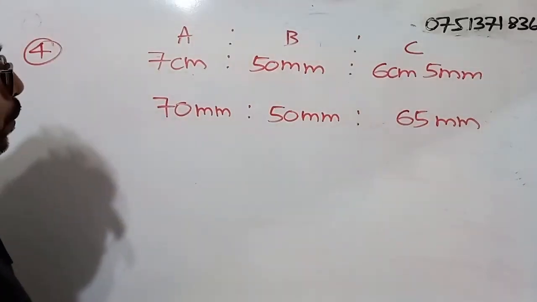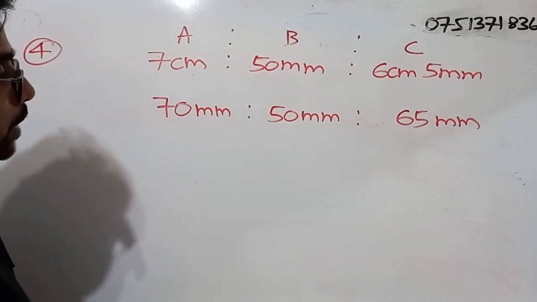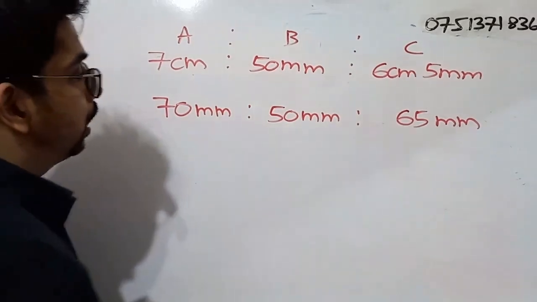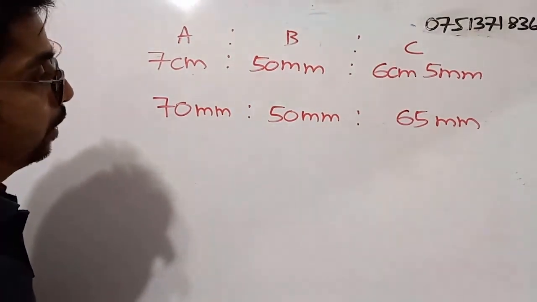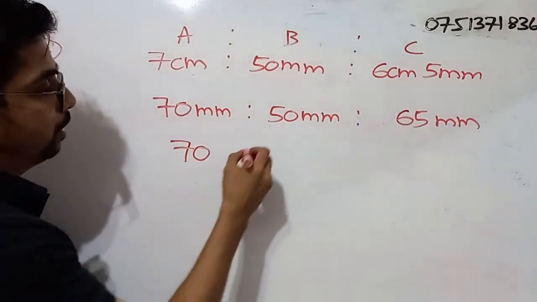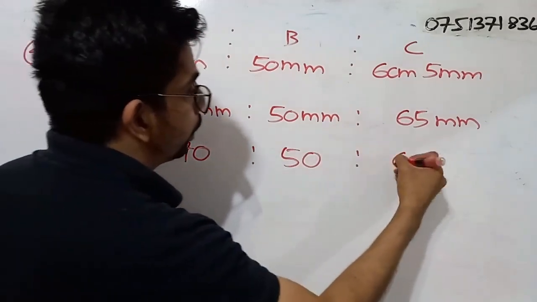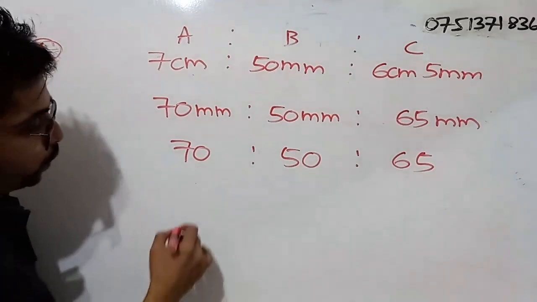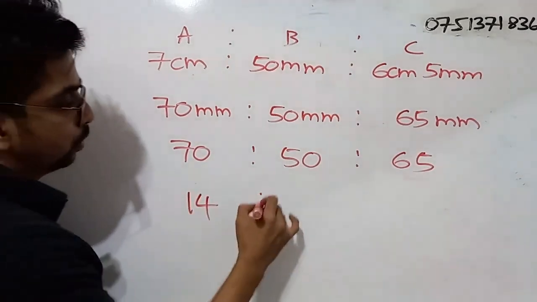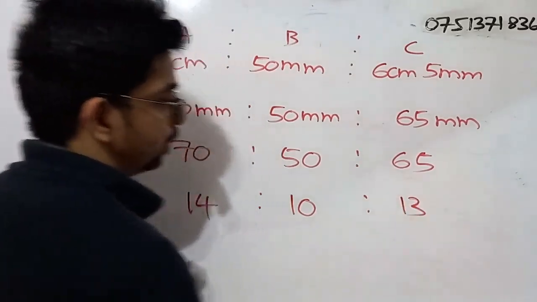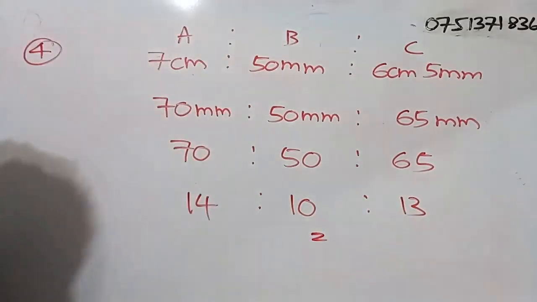millimeters. Right, so now we will write down the ratio. So as we can see, the three terms are converted to the same unit. So we will write ignoring the units, right? So 70, 50, 65. Now we will divide all three of them by 5. So this becomes 14 to, this becomes what? 10 to 13. So this is the answer.